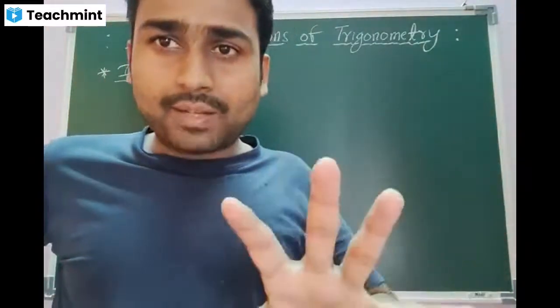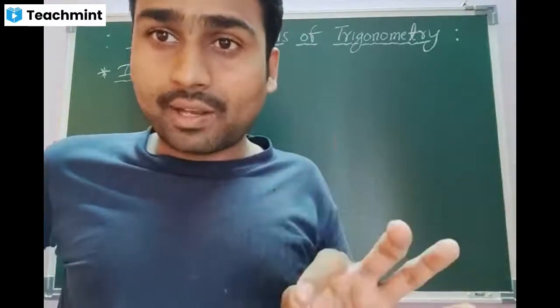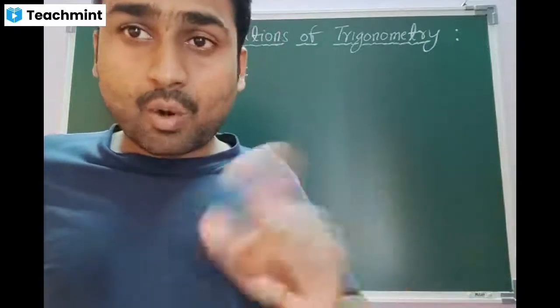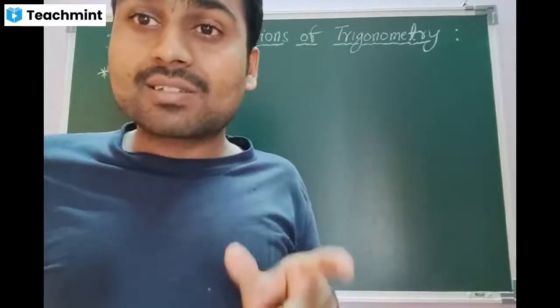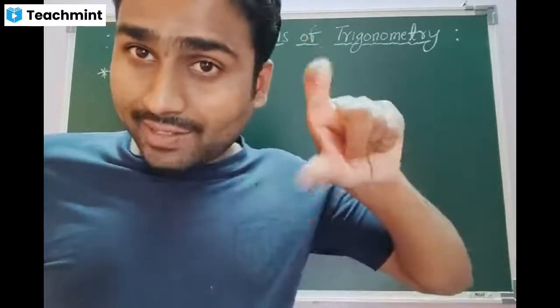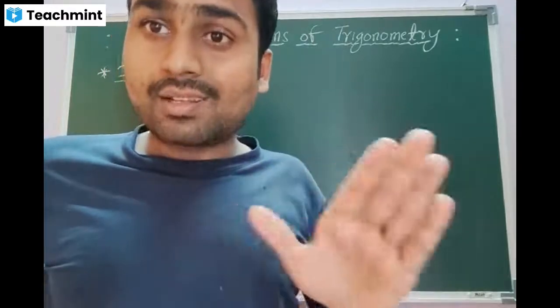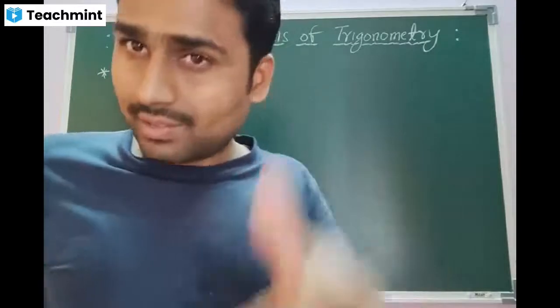Here, we will use the trigonometric ratios and the trigonometric relations learnt by us in the last chapter in order to find the heights and the distances. I repeat, heights and the distances of certain objects in various circumstances. Is that clear?